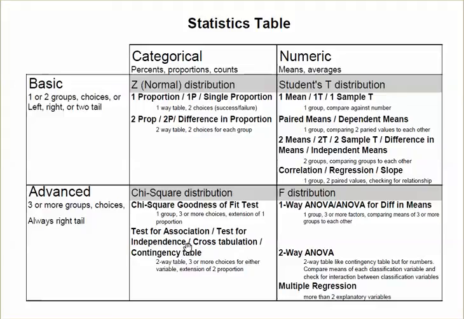So I hope this helps, and we're going to move along and start talking about the one proportion, or the single proportion, same thing, just different ways to refer to it, test.